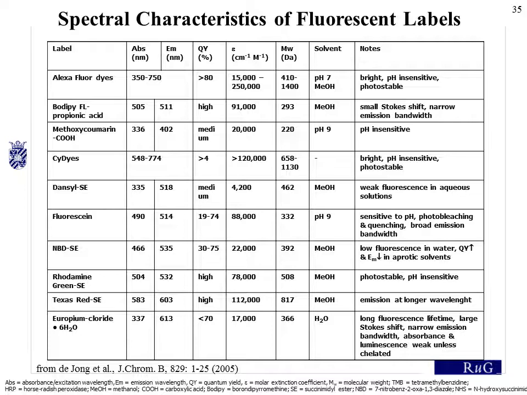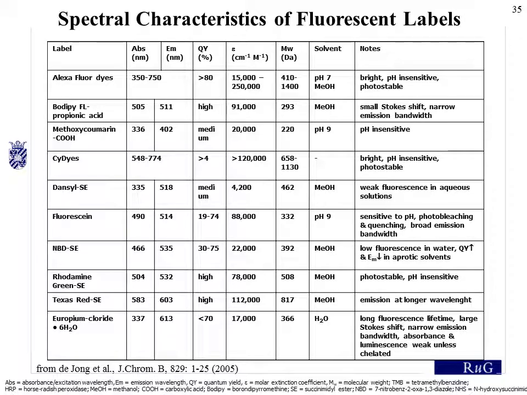There's a wide range of fluorescent labels or fluorescent dyes, and a few are given in this table. They are characterized by their absorption and emission wavelengths, their quantum yield, their extinction coefficients, their molecular weight, the solubility, and certain properties, for example their stability or their sensitivity to pH. Please take a look at this table and decipher the different properties of the molecules. For example, you see Cy dyes with very high extinction coefficients but very low quantum yield. On the other hand, you see Alexa Fluor dyes on the top with a somewhat lower or intermediate extinction coefficient but with a very high quantum yield.